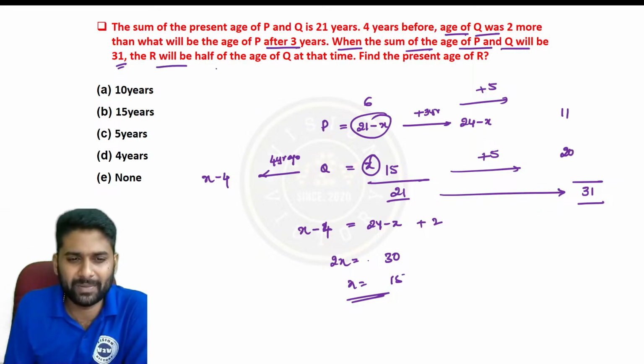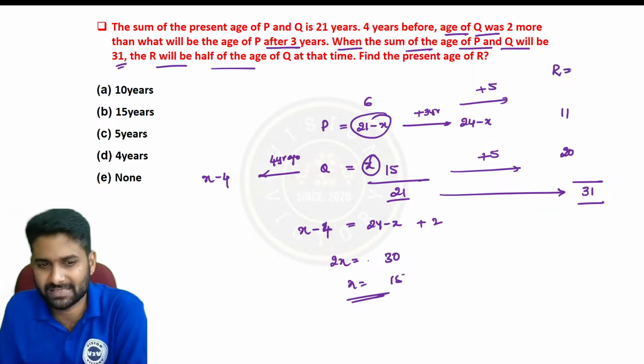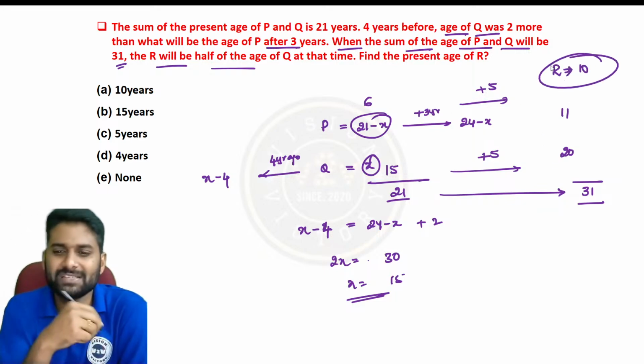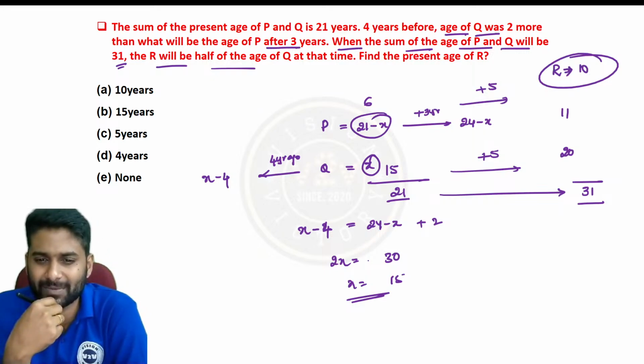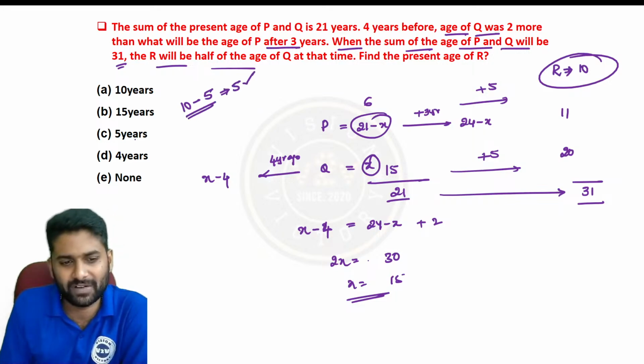Now R will be half of the age of Q at that time. At that time, R's age is exactly half of Q's age. Then we can say that R's age is 10. Then find the present age of R. So what is the present age of R? After 5 years it is 10, then the present age of R must be 5 years.